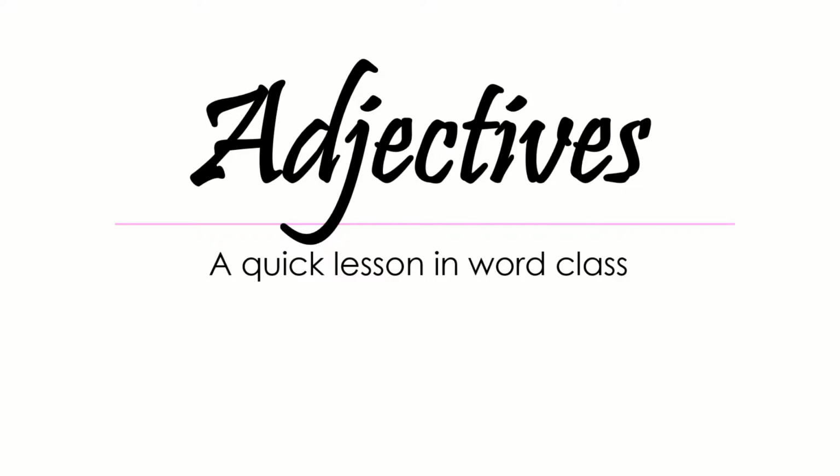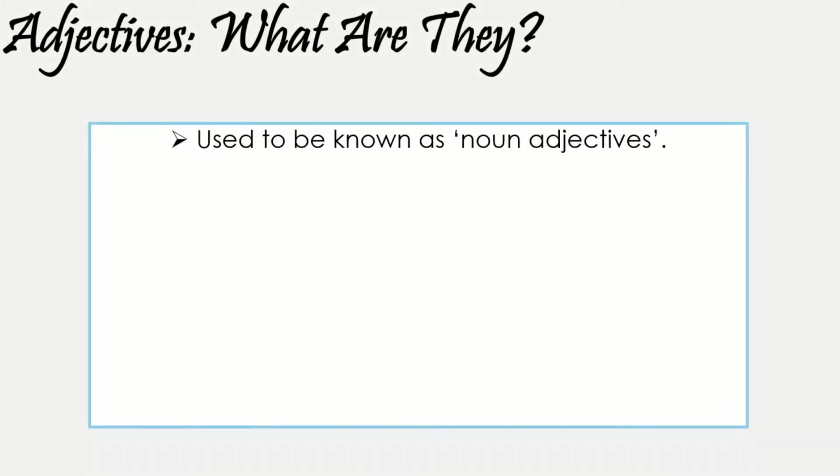This will be a quick video aiming to help you identify the adjective in a sentence and gain an understanding of some of the different types of adjective. Now, as is the case with lots of words in the English language, the word adjective has its roots in Latin. Nowadays, we just say adjective.